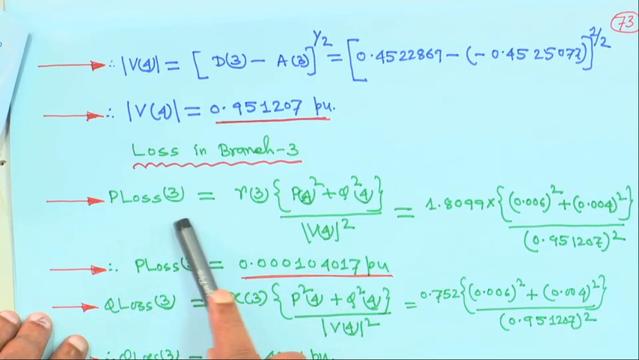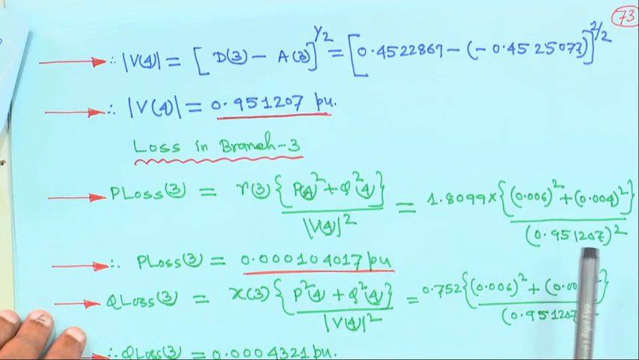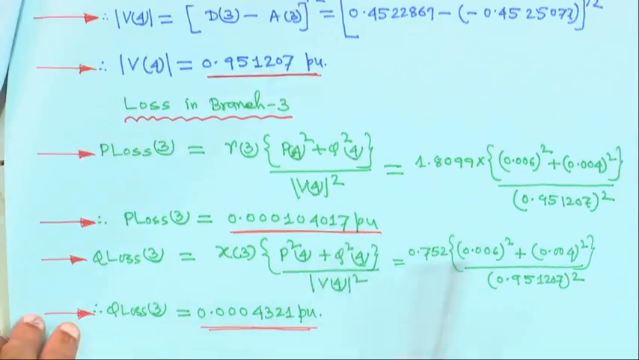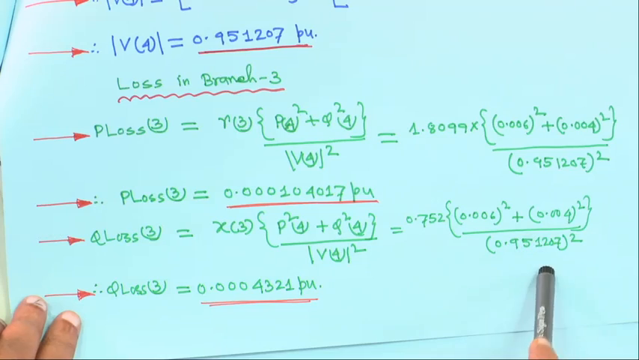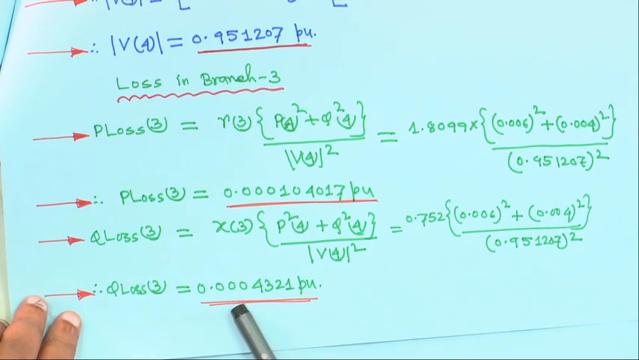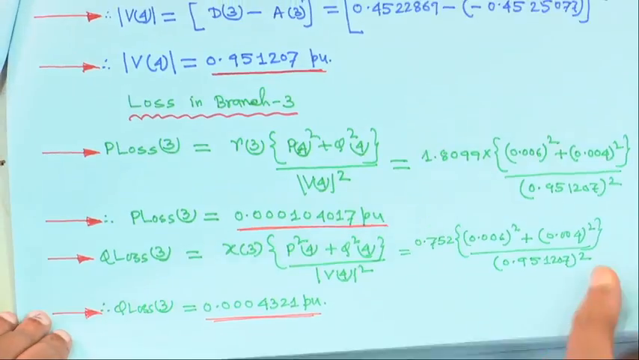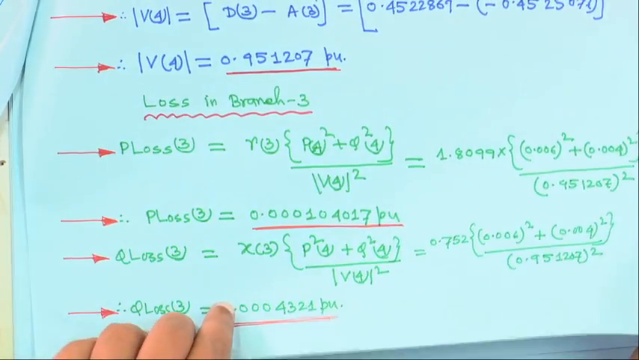So, loss in branch 3. Same formula, P loss 3 is R3 into P4 square plus Q4 square upon V4 square. Put all these things, you will get P loss 3 is equal to 0.00104017 per unit. Similarly, for Q loss 3, it is X3 into the same term, you will get 0.004321 per unit. So, these are your branch losses in branch 3, right.